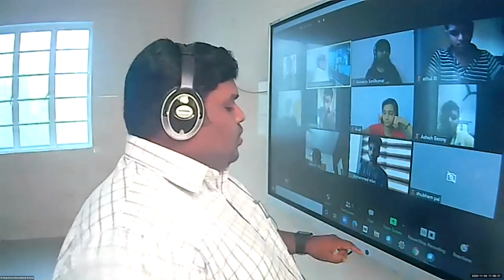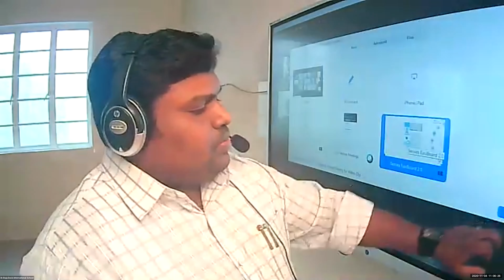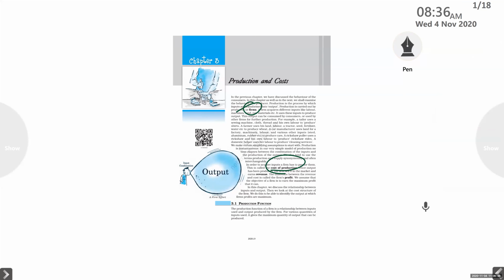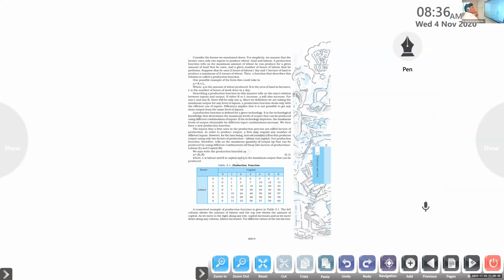And today we are going to discuss the continuation of the same chapter, that is production and costs. In this particular chapter, we already discussed various factors like what is the production function, what is the meaning of the term firms, and what is cost of production, revenue, profit. Right? Do you know the meaning of all these terms?